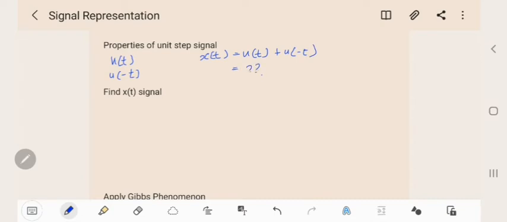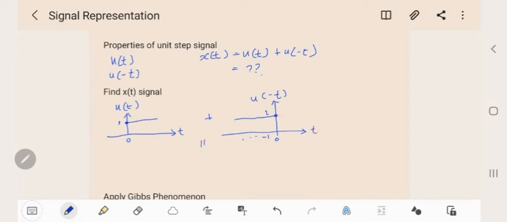Okay, how do we find it? First, we have the u(t) signal. How does it look? It will always be 1 after time 0. Now we add u(-t). How does u(-t) look? For this signal, when the time is negative, it will be 1. So when these two signals add up, what will you get? You will get x(t).